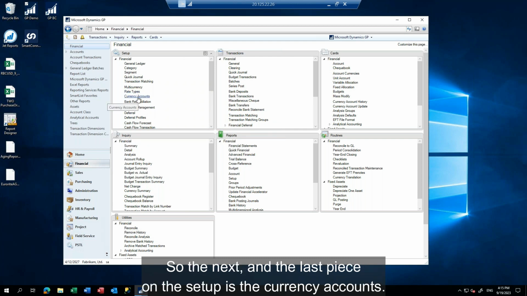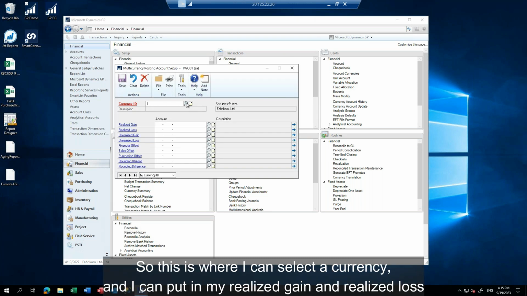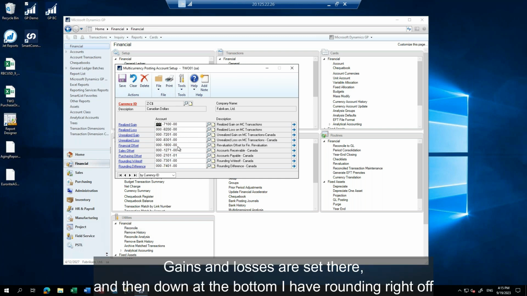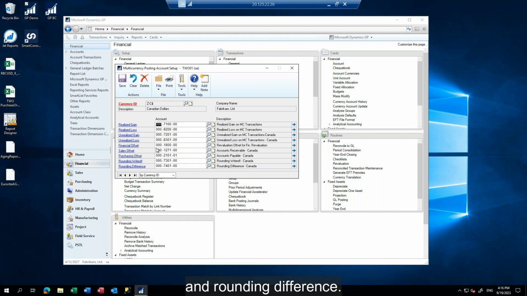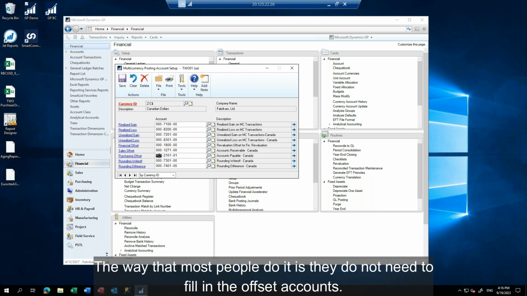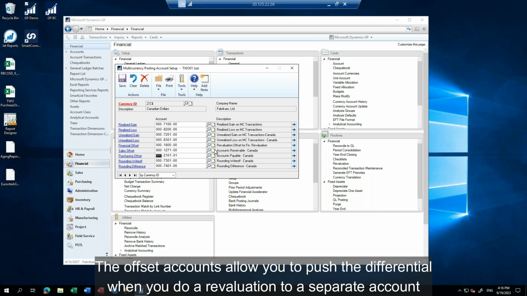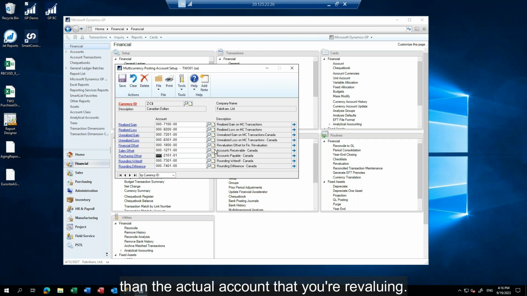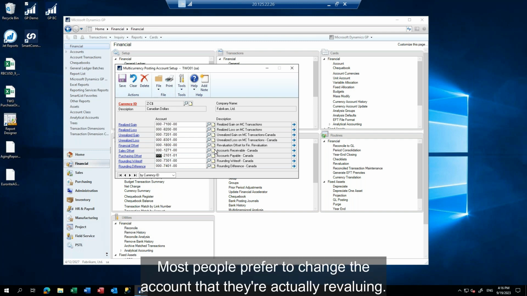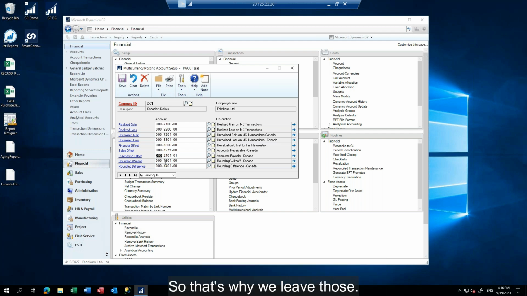So the next and the last piece on the setup is the currency accounts. This is where I can select a currency, and I can put in my realized gain and realized loss on multi-currency transactions. Gains and losses are set there, and then down at the bottom I have rounding write-off and rounding difference. The way that most people do it is they do not need to fill in the offset accounts. The offset accounts allow you to push the differential when you do a revaluation to a separate account than the actual account that you're revaluing. Most people prefer to change the account that they're actually revaluing. So that's why we leave those.